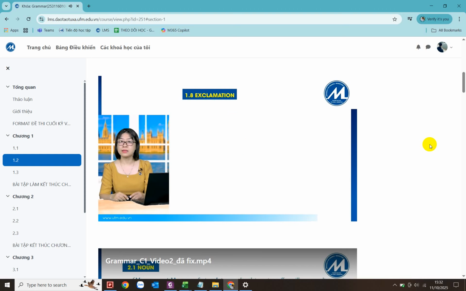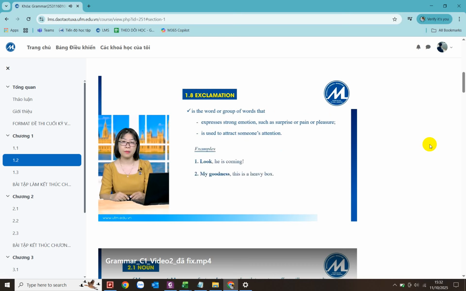The final element is exclamation. Exclamation is a word or a group of words that expresses strong emotion, such as surprise or pain or pleasure. It is used to attract somebody's attention. For example, look, he is coming. My goodness, this is a heavy box. So look, or my goodness, is to attract somebody's attention or to express strong emotion.